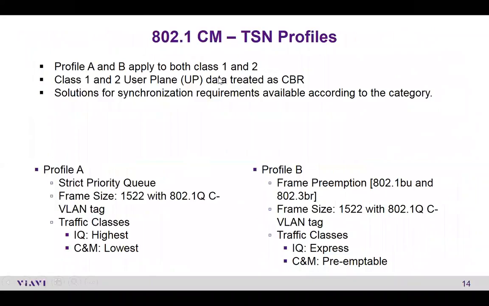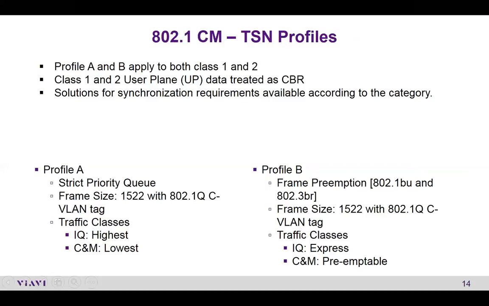Now, the 802.1CM also defines profiles. It says for class 1 and class 2 user plane, it defines profiles A and B. Profile A and B both can be taken. Profile A relies on strict priority queuing with a limited frame size, and obviously the highest class, IQ, is the highest priority class. It can work. Profile B is even more powerful, but requires additional features. This is frame preemption that is provided in the 802.1Qbu and Qbr standards.